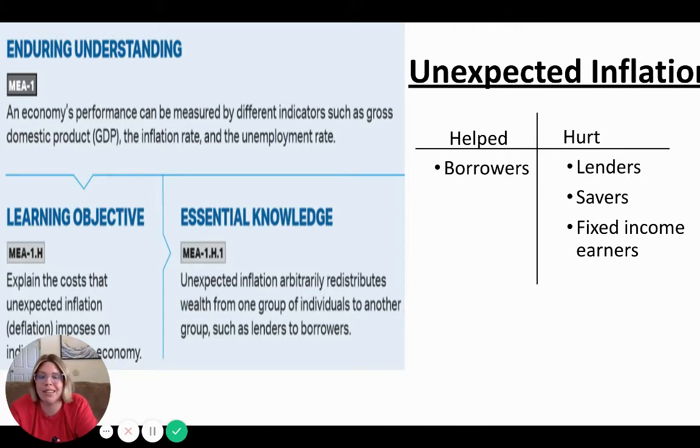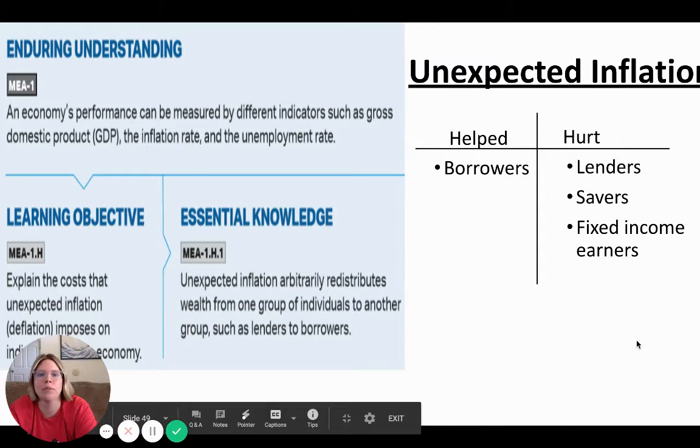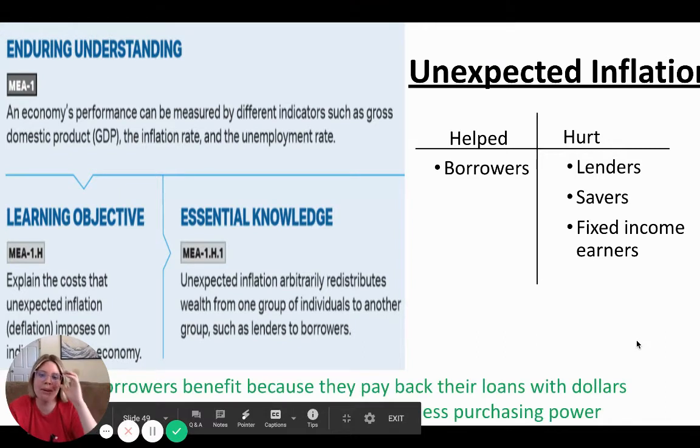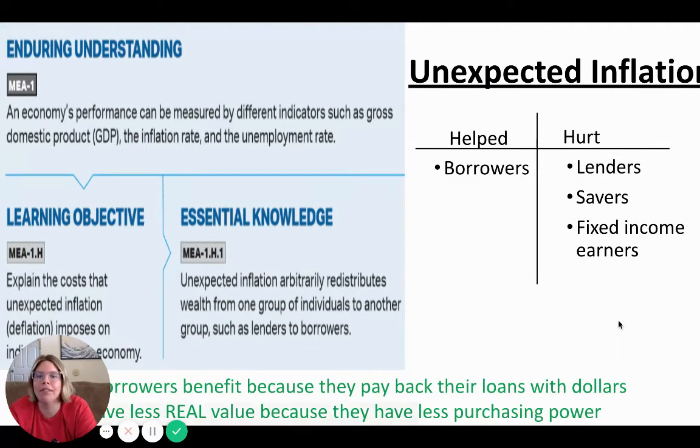And then if you're a fixed income earner as well, because you're receiving the same amount of income, but you won't be able to buy the same amount of stuff that you were before because of that unexpected inflation. So hint, borrowers benefit because they pay back their loans with dollars that have less purchasing power.